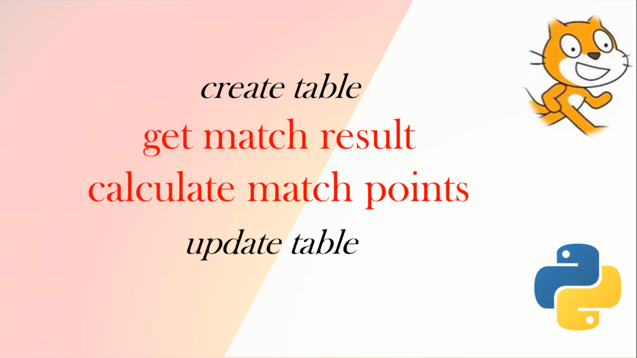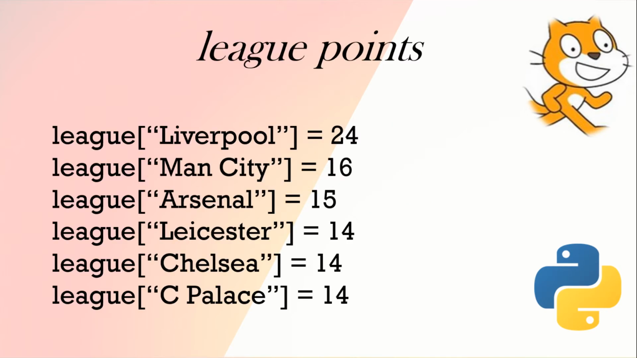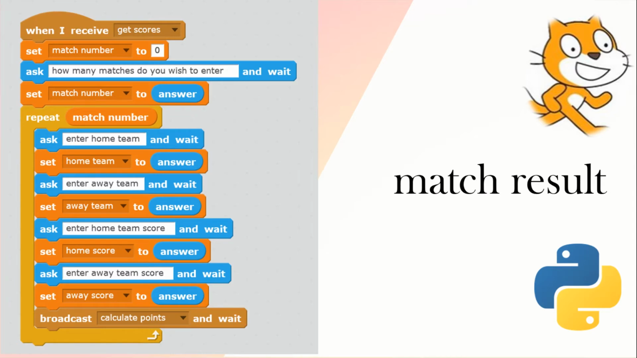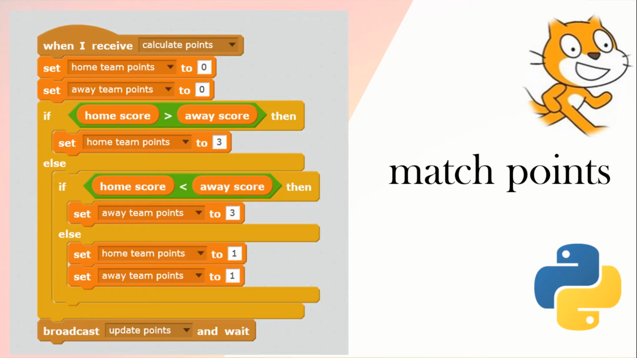So let's have a look at our league points. We can use the dictionary league with the teams as the key and the points as a value. In our scratch code we have the match result. We get the home team, away team, the home team and away team points. This doesn't really change. In fact, if we look at the calculate the match points as well, this code doesn't really change as well. So what does change?